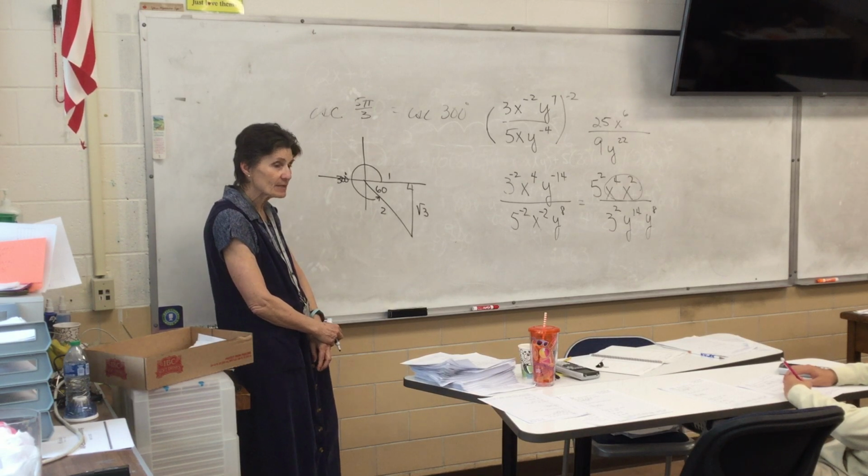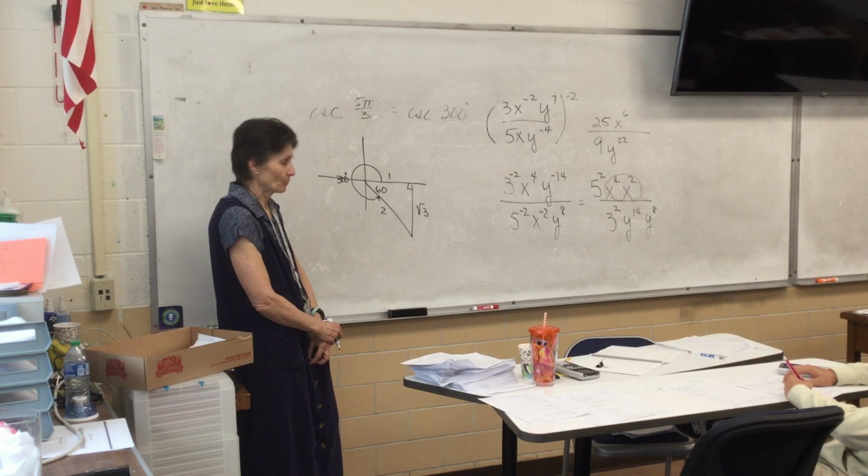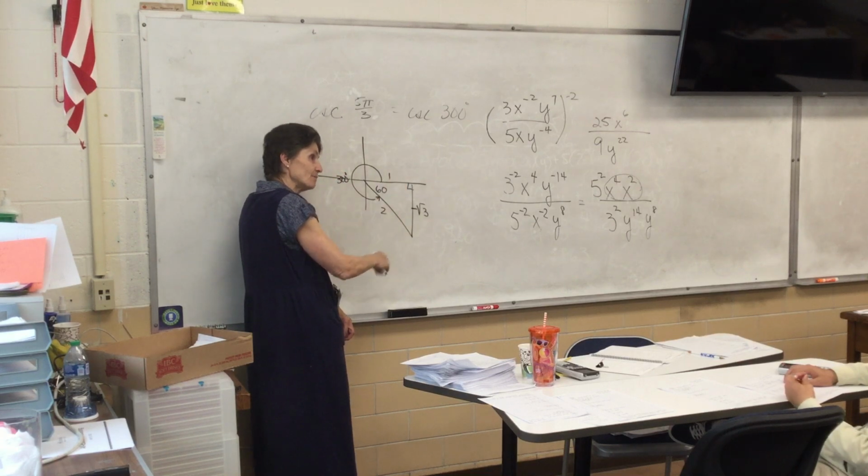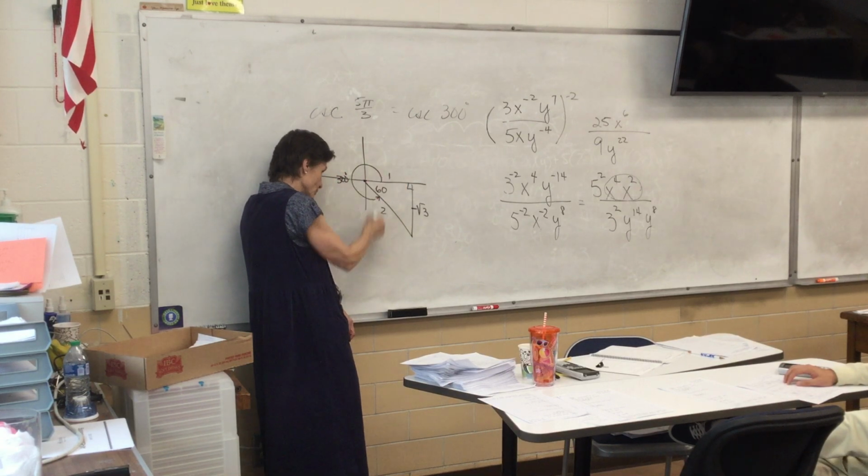Is anything negative this time? The root 3 is negative because it's down. Down is a negative direction. This is the origin. If you go down, you're negative.